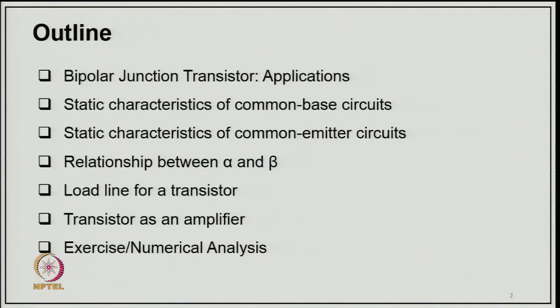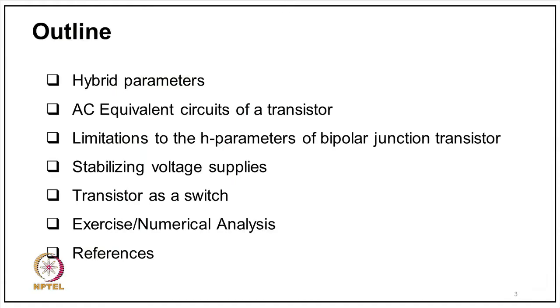We would like to discuss today the bipolar junction transistor, starting with its applications. We will talk about the static characteristics of the common base transistor circuit, and the static characteristics of the common emitter circuit, which is very commonly used. Then we will relate the two current gains, alpha and beta, which we discussed last time. Then we will talk about load lines for AC as well as DC for the transistor, and then discuss the transistor as an amplifier, along with a numerical.